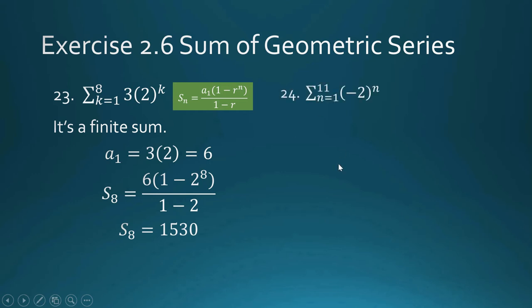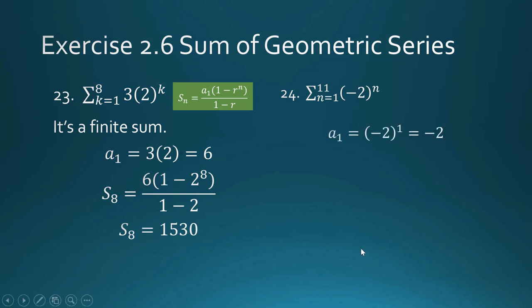Get the sum of this finite geometric series. How do you read this? This is the summation of -2, or the quantity -2, raised to n. N ranges from 1 to 11. Okay, so this is the general term of a geometric sequence. You have 11 terms of that sequence. You will get the sum of that first 11 terms of the sequence. That is what we are doing here.